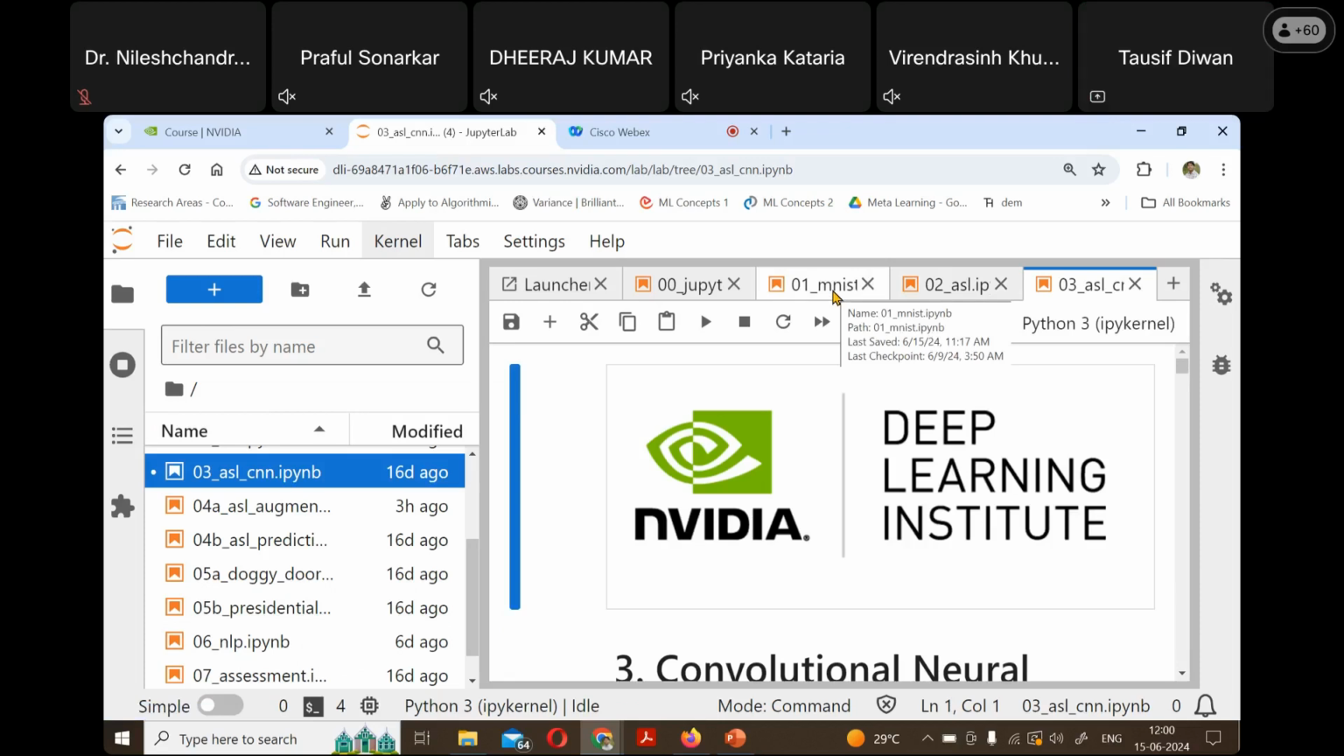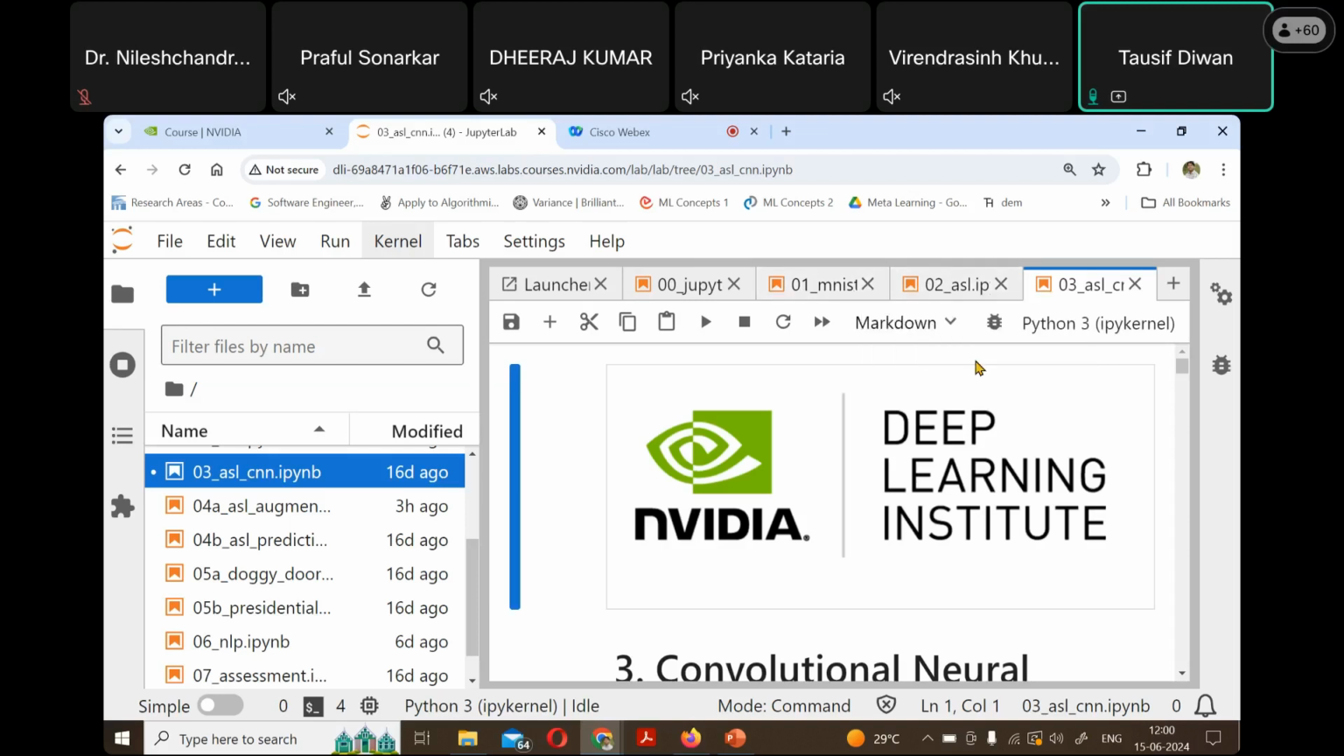In the second notebook, we once again created a dense neural network, for the American Sign Language data set. Now in the third notebook, we are creating a convolutional neural network, once again for the American Sign Language dataset. If you compare the first and second notebook, the neural network is the same, but the datasets are different: here MNIST data, here ASL data.